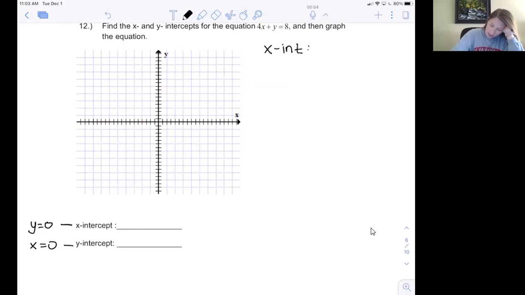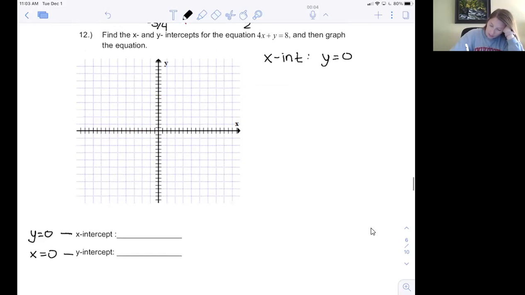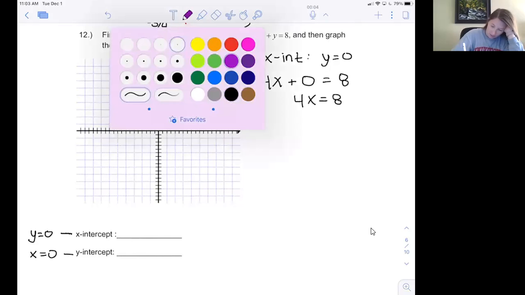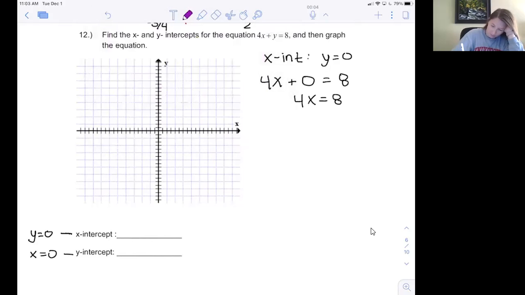So for x-intercept, it's when y equals 0. So I'm just going to plug in 0 for y, and I'm going to find an x. So I have 4x plus 0 equals 8, which is just 4x equals 8. And then I divide by 4, divide by 4. So I have x equals 2. So my y is 0 and my x is 2. So right there, that's my x-intercept. So my x-intercept is the point (2, 0).